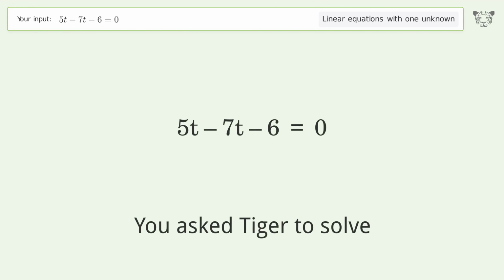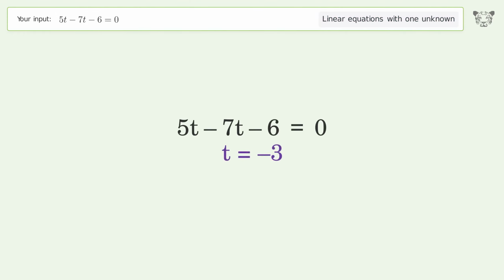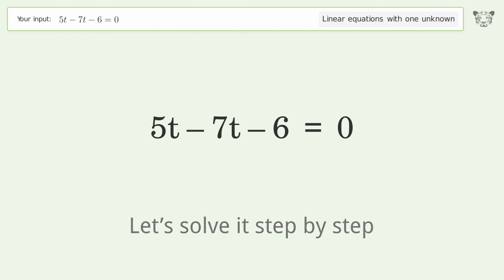You ask Tiger to solve. This deals with linear equations with one unknown. The final result is t equals -3. Let's solve it step by step.